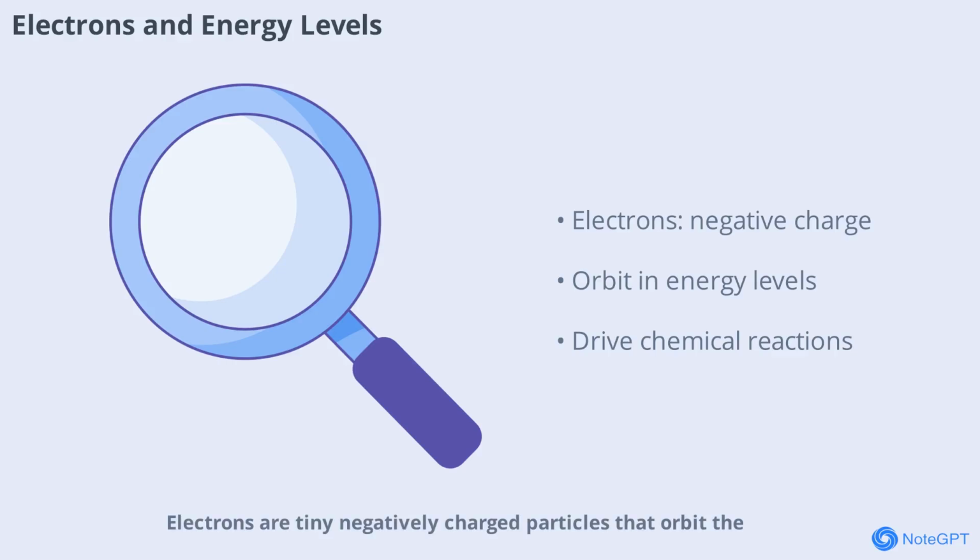Electrons are tiny, negatively charged particles that orbit the nucleus in specific energy levels or shells. These energy levels determine how atoms interact with each other, forming the basis for chemical reactions. When electrons move between energy levels, they absorb or release energy, which can be seen as light or other forms of electromagnetic radiation. The arrangement of electrons in these shells is what gives each element its unique chemical properties.